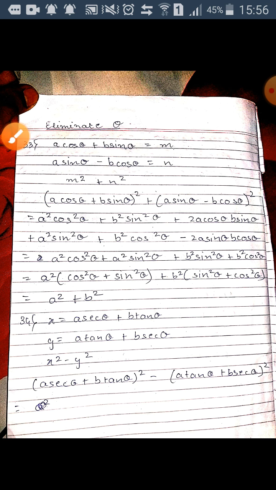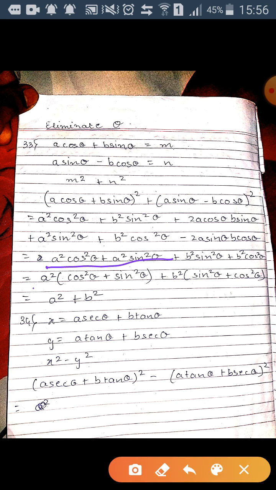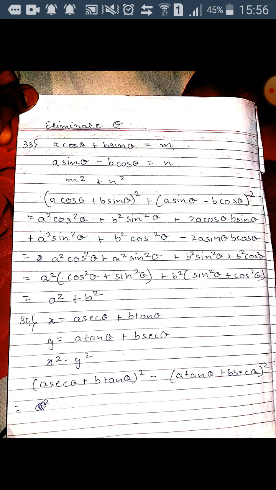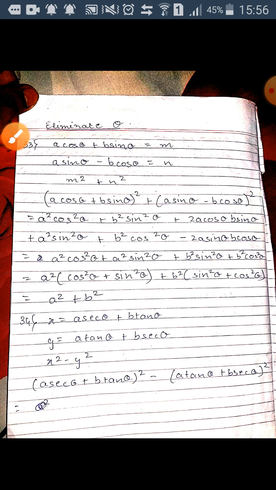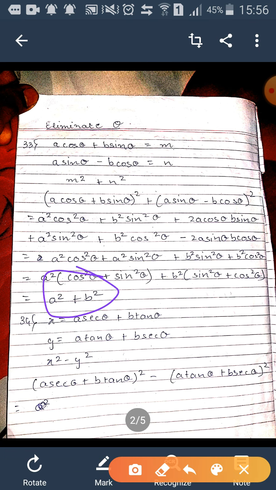Now from these two you take a square common, and you get cos square theta plus sin square theta within the bracket. From these two you take b square common and you get sin square theta plus cos square theta within the bracket. Now sin square theta plus cos square theta is equal to 1. So what do we get finally? We get a square plus b square.